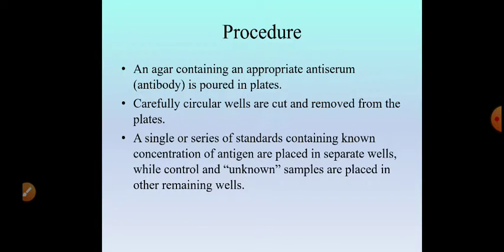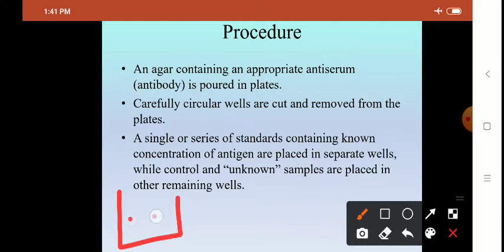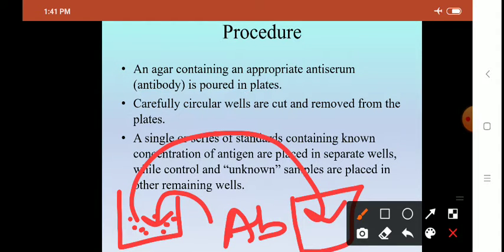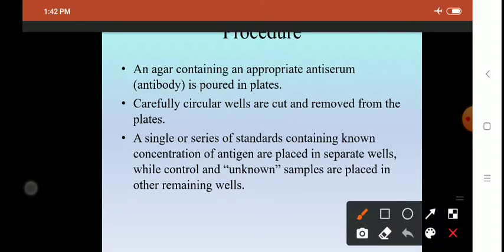What is the procedure? Agar containing appropriate antiserum, that is antibody, is poured in glass plates. Now what you do, take a beaker, prepare agarose gel, boil it to dissolve, and in this agarose gel you are going to add antiserum containing the antibodies, right? And then this agarose gel containing the antibodies is poured on a flat surface of a slide. So what you have is a slide.